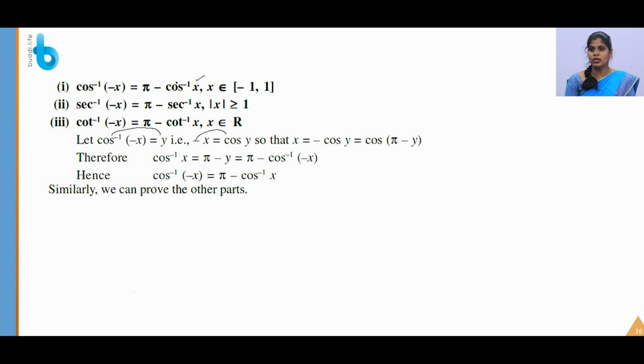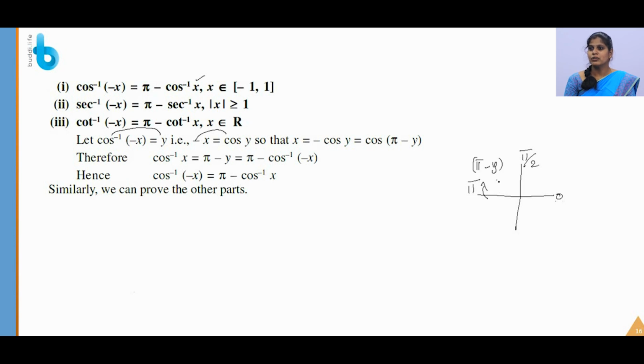See, minus cos y. I want cos on both sides, so I don't want this cos to change as sine or any other function. So, when we subtract the angle from pi, the function will not change. Okay. So, on an xy plane, up to here it is 0, here it is pi by 2, here it is pi. See, pi minus theta will lie in this quadrant. So, pi minus y also will lie in this quadrant.